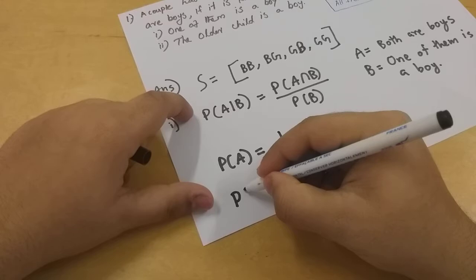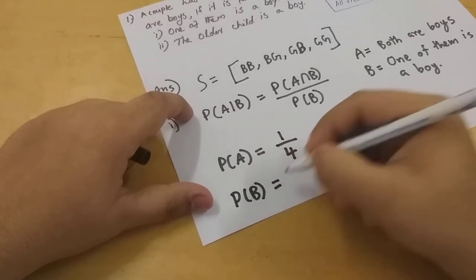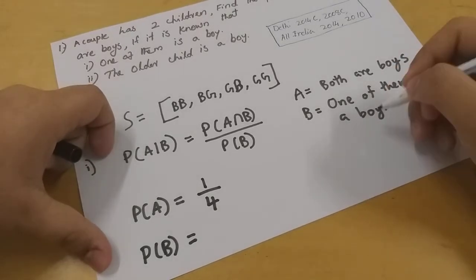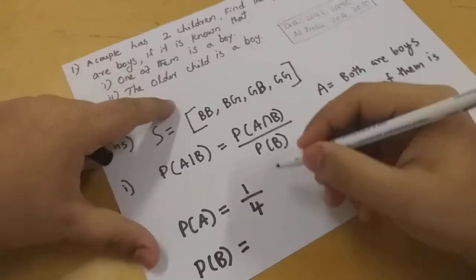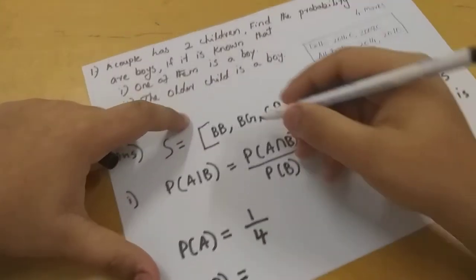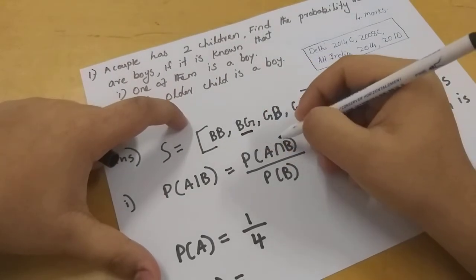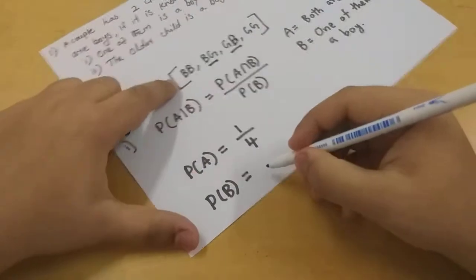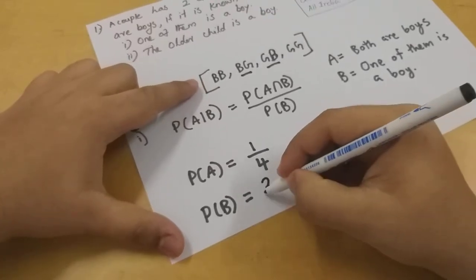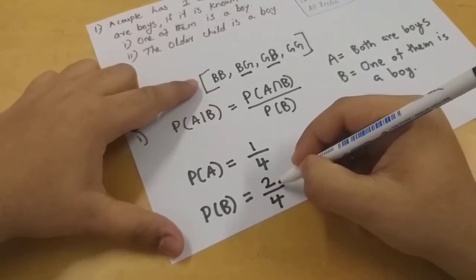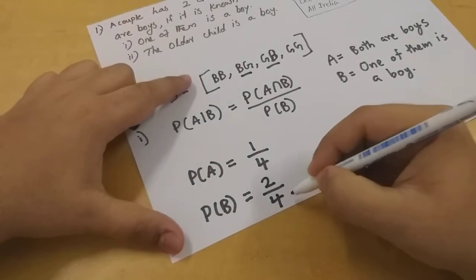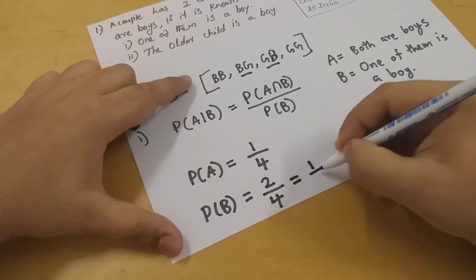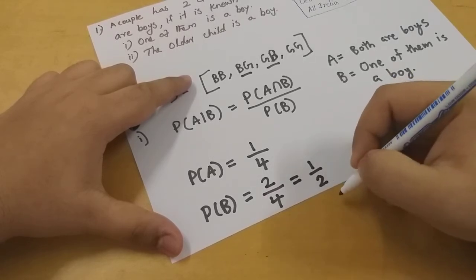Let's find out the probability of the event B. So this is the probability that one of them is a boy. So one of the children in a couple is a boy. They did not specify which child is a boy. So it can either be BG or GB. So there are 2 events out of a total of 4 events. So let's write the probability as 2 divided by 4. 2 is the number of favorable events, and 4 is the total number of events. Both of these are divisible by 2. So that means P of B is equal to 1 by 2.